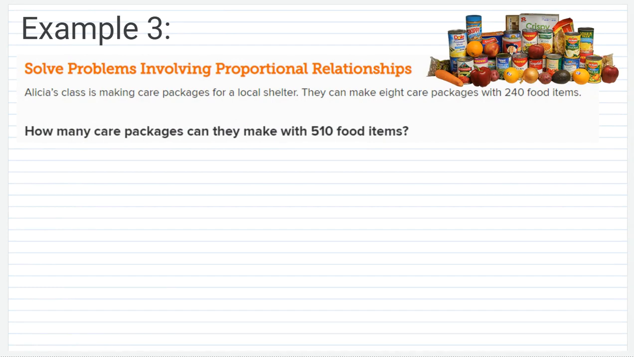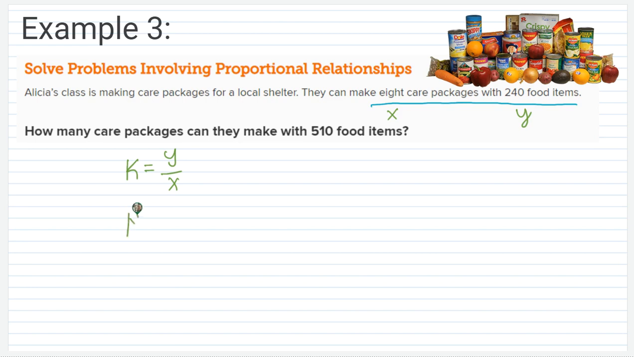So again, taking a look at the initial problem, we can make 8 care packages with 240 food items. This is another example where it actually is set up pretty nice to where you can either use an equation or a proportion. This one I will just use the equation for, just so we can see more practice with that. So again, to set up the equation, we will need to know our ratio of y to x. I'm going to go ahead and let the number of care packages be x and my food items be y.